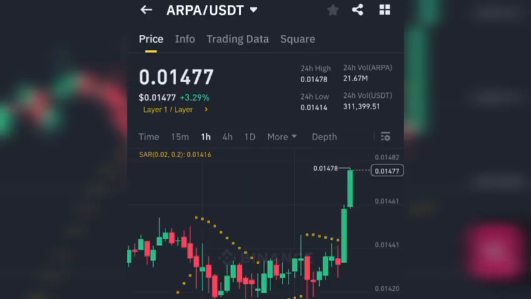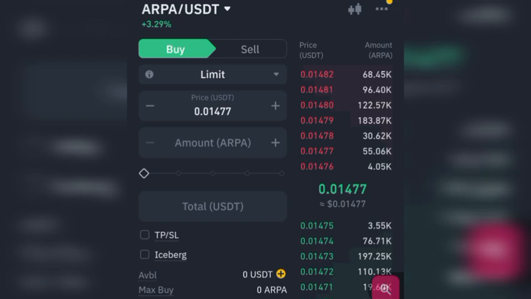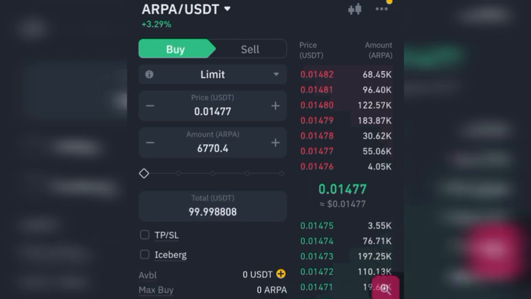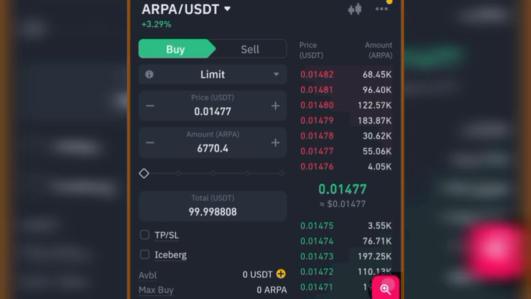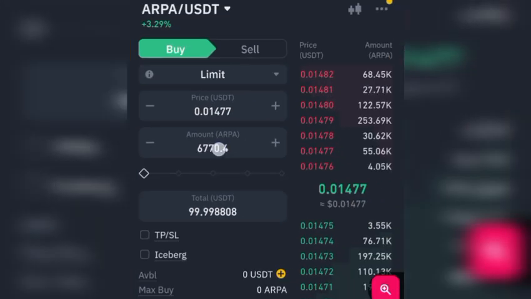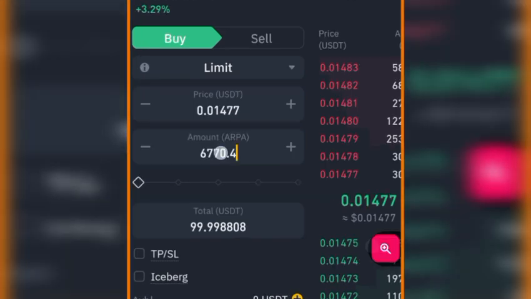But if we take a good look at this and we go back to ARPA USDT, which is the place where I'm going to start from, let's click on buy. I'm doing this again for you to understand what I'm saying. So when I put in $100 here, look at it. When I put in $100, what happens? Can you see? It gives me 677.6770.4. Now I copied everything. I copied everything. Can you see that? Including the 0.4 that is here.